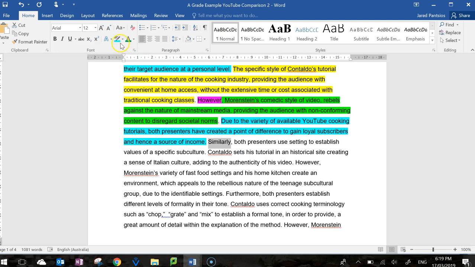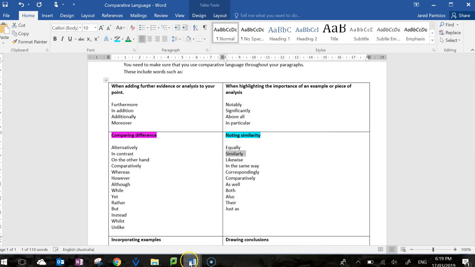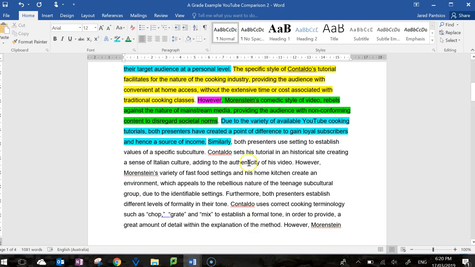Similarity, so we know that's noting similarity. There it is. So we could have used likewise or equally. Please remember to vary the words that you use, but make sure that they actually fit with the flow of the sentence by simply reading it aloud.